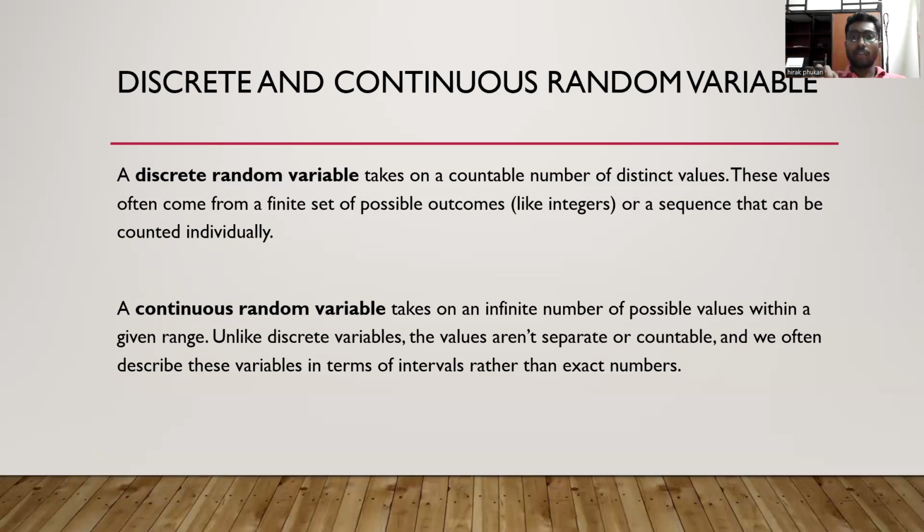Now, in continuous random variable, it takes an infinite number of possible values. For example, a height of the students might range from 4 to 6. So this is an infinite number of possible values. So this comes under continuous random variable.